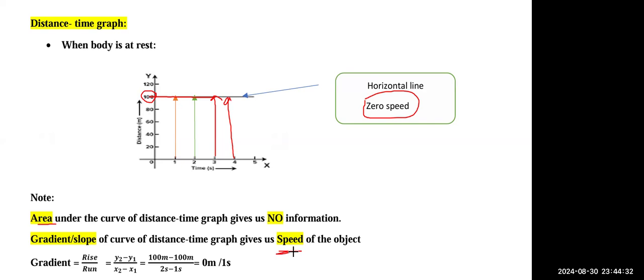Again I'm repeating, if in exams you find a distance time graph and you have to find the speed, then you have to measure the gradient of that curve. Now I am giving you some examples of how we can find the gradient and area. Okay, what is gradient?